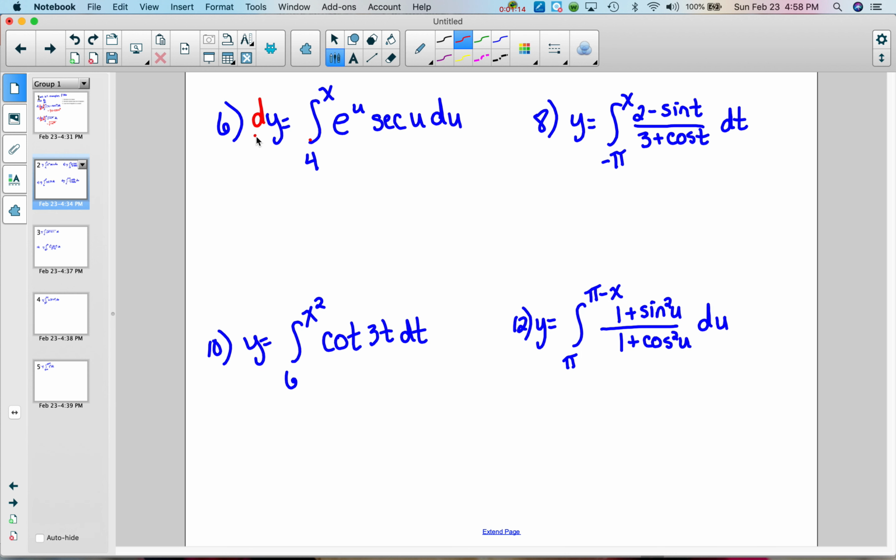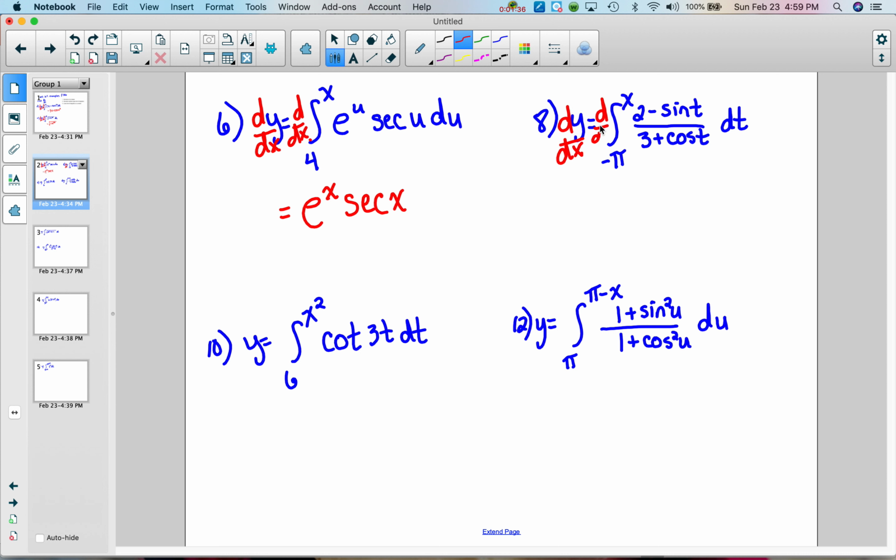Okay, number 6, dy/dx. So derivative of an integral. The integral matches the upper limit, and the lower limit's a constant, so our answer is e to the x secant x.